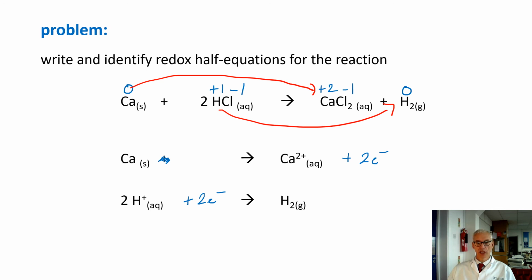So just now to identify which is which. So calcium from oxidation number 0 to +2, that's an increase, so that's obviously oxidation, and hydrogen going from +1 to 0 is a decrease, so that is a reduction.